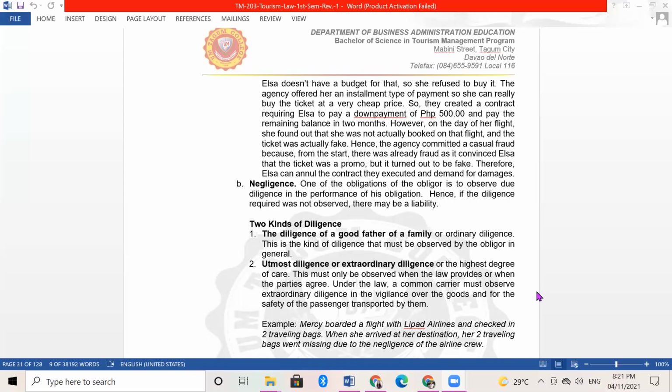Next is obligation with a period. The happening or the arrival of the period gives rise to an obligation or extinguishment of it. For example, Maricel promised to give Myla a round-trip ticket for Singapore on June 15, 2020. So Myla may demand the ticket on June 15, 2020.